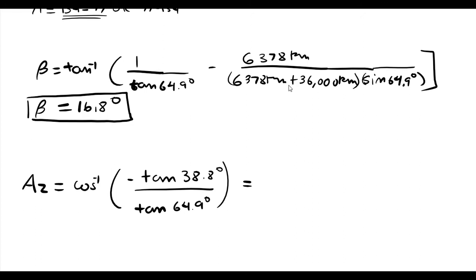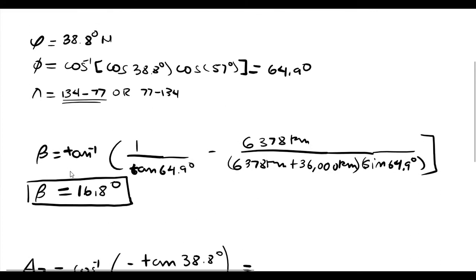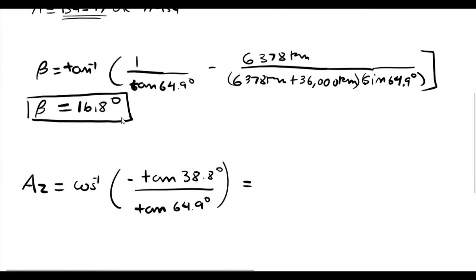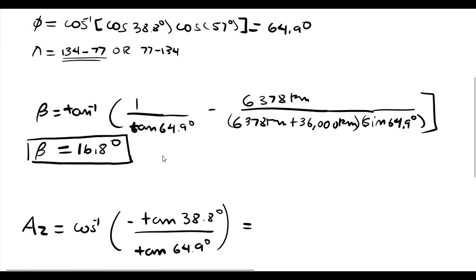So, 247.9. Tama ba ako? Okay, double check natin. So, psi is negative 64.9. Double check natin. Negative tangent 38.8 divided by tangent 64.9.